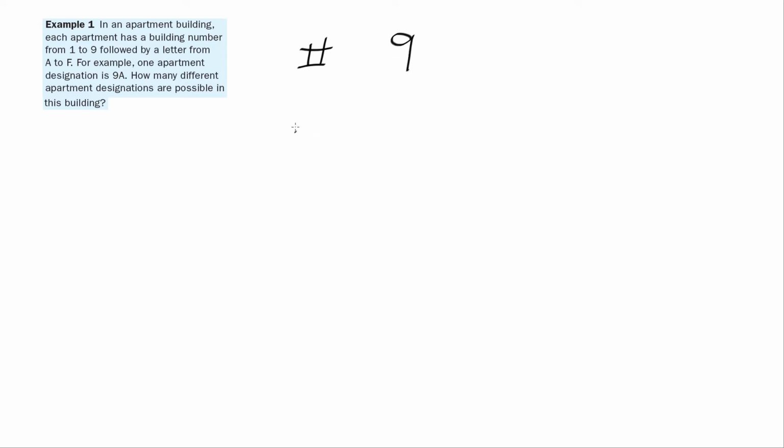And then for the alphabet, we have how many choices? A, B, C, D, E, F. That looks like 6. So there are 6 different ways we can choose the letter. We have 9 choices for the first one, times 6 choices for the second, and 9 times 6 is 54. There are 54 different possible combinations for this apartment building. Okay, it's a matter of identifying choices.